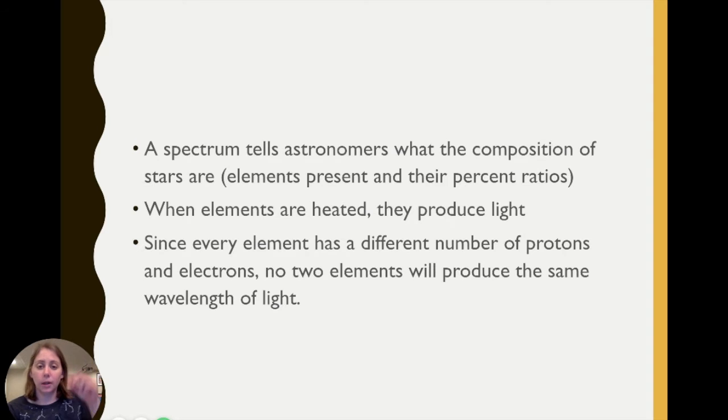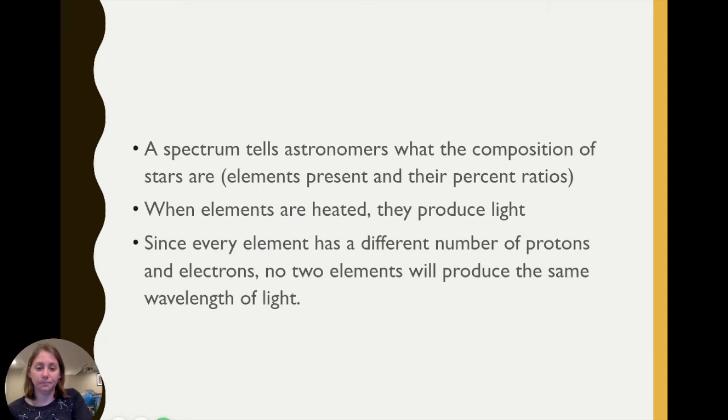Light's produced when electrons move up an energy level and then back down. When they move back down an energy level, they're going to release the extra energy off as light. The wavelength in which they release is going to depend on the distance that they travel. If they travel a big distance versus a small distance, they're going to give a different wavelength. And because every atom has a different number of protons and electrons, all of those distances are not going to be identical. They're all going to be different. So they're all going to give a different set of wavelengths.